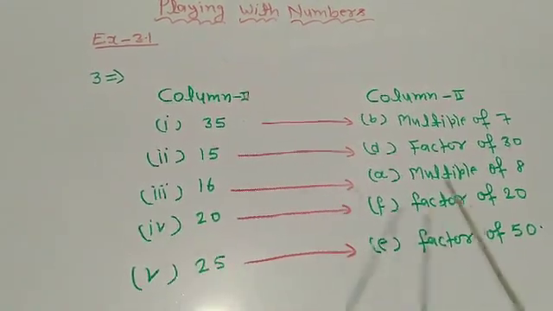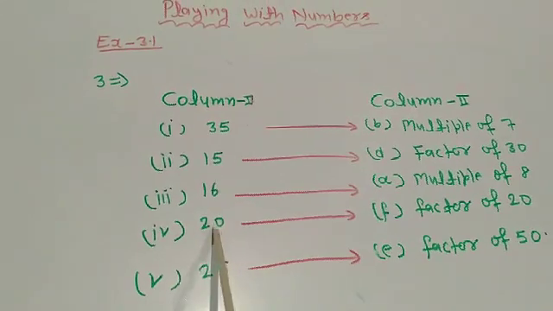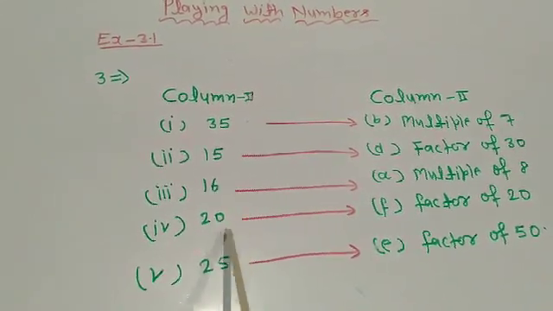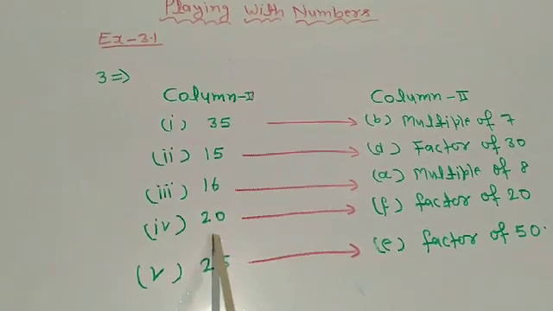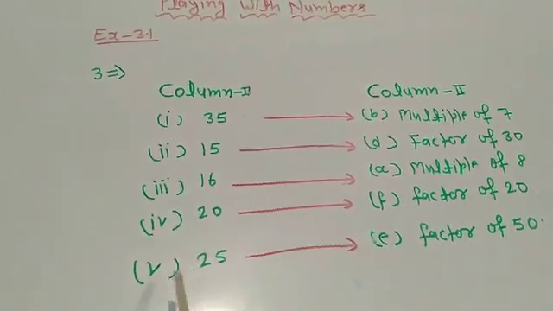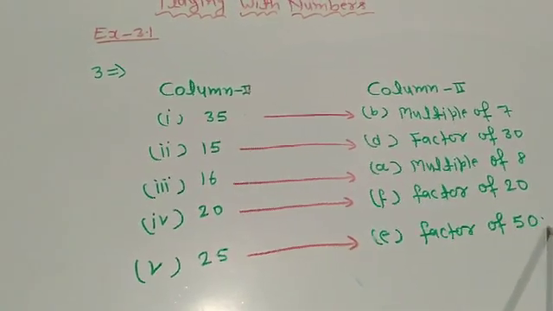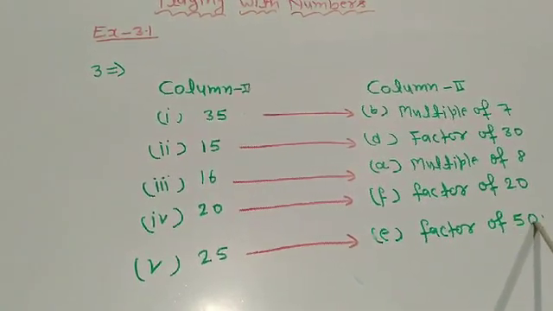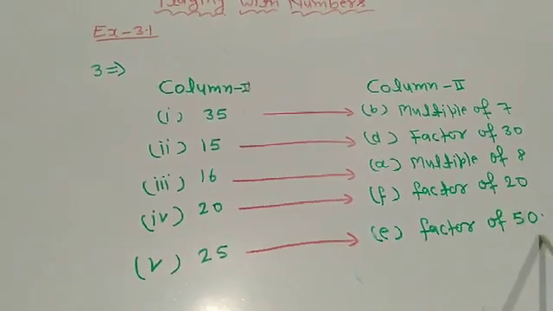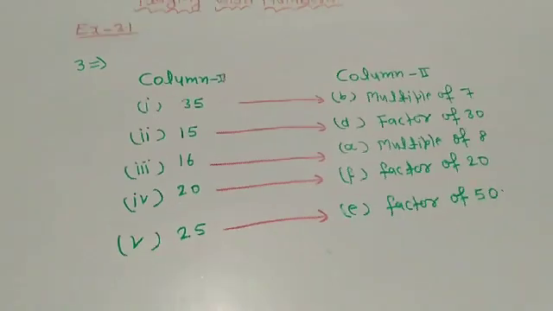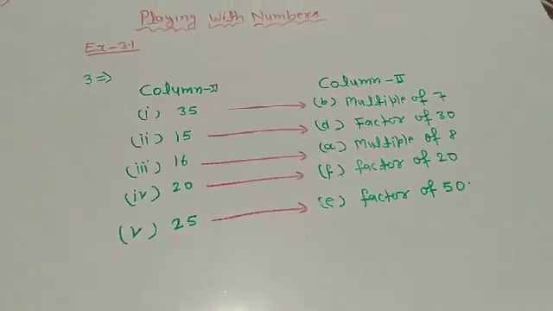20. 20 is a factor of 20. Each number's factor is itself. 1 is a factor of all numbers and each number is a factor of itself. Okay, 25 is a factor of 50, clear, because 25 divides 50. Okay, so 25 is a factor of 50. Okay, let's see the next part.